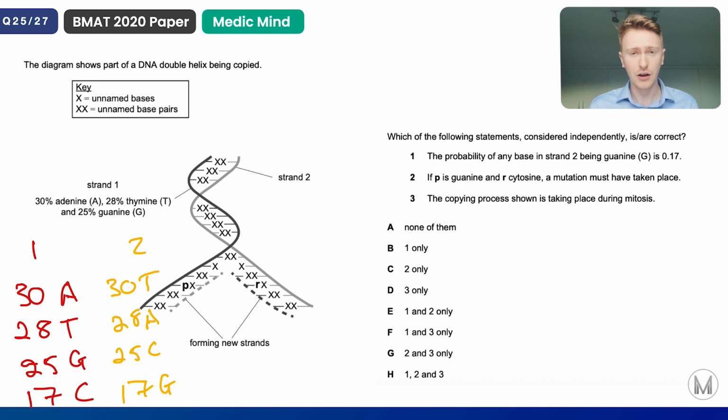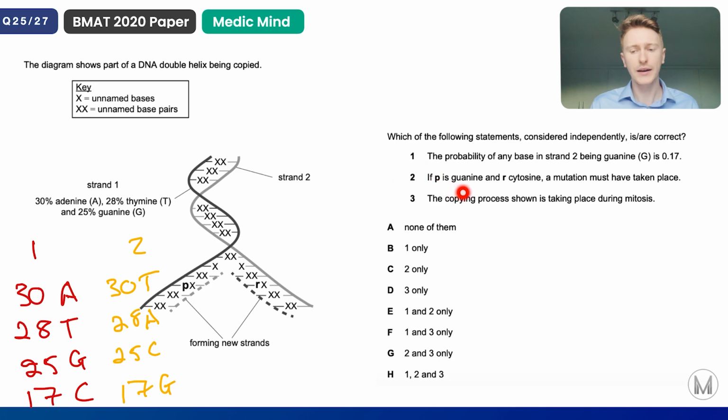We can now start to look at some of the answer options. 1. The probability of any base in strand 2 being guanine is 0.17. Well, absolutely. We know that 17% of the bases in strand 2 are guanine, so therefore it stands to reason that 0.17 is exactly the probability of getting guanine in strand 2. So number 1 is correct.